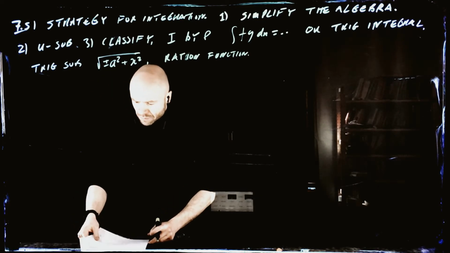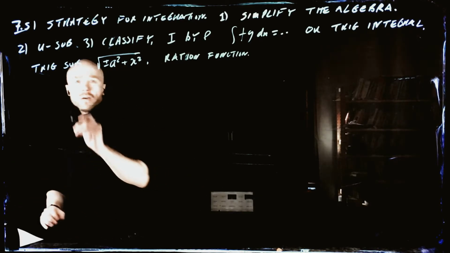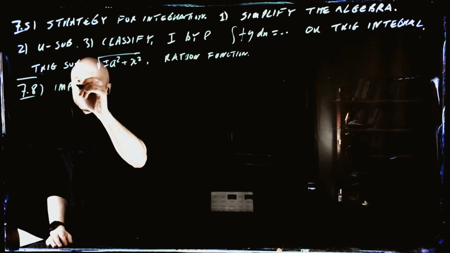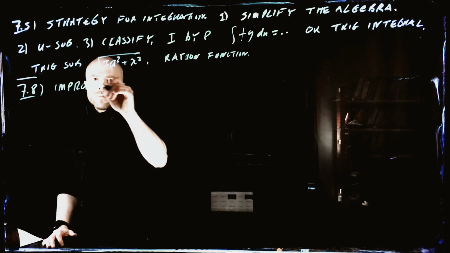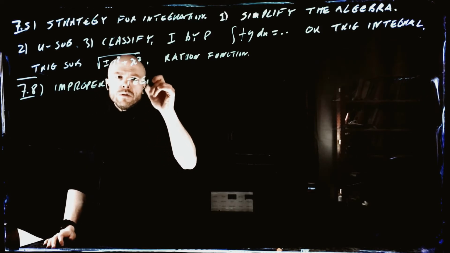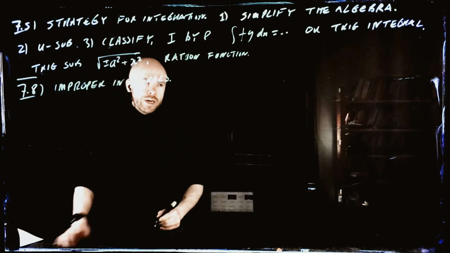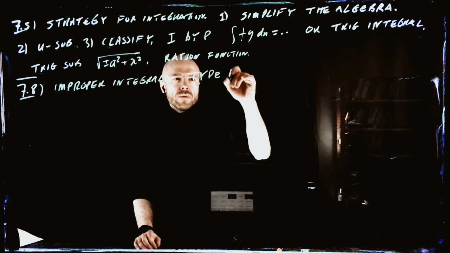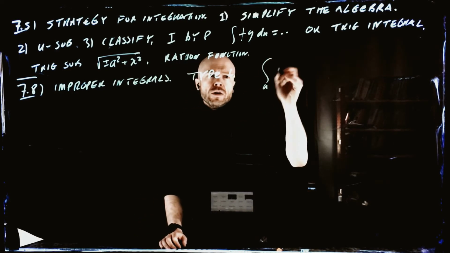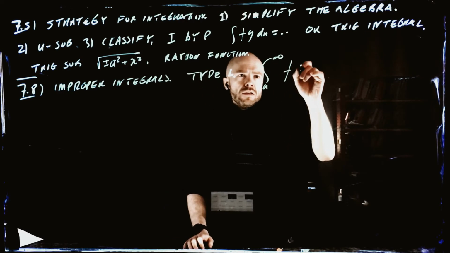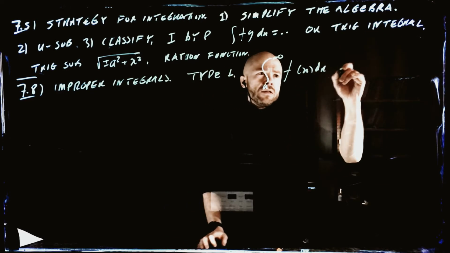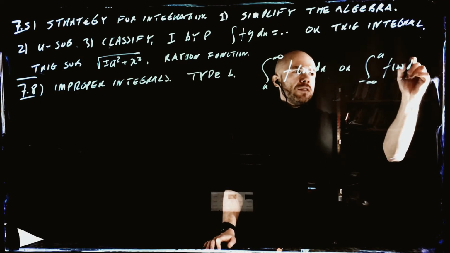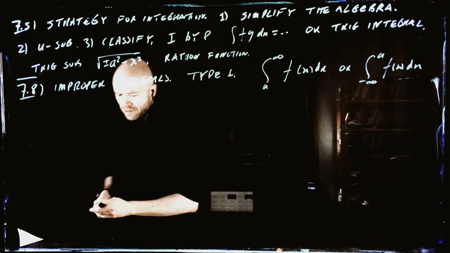Okay, so after that, we're going to go to 7.8, which is improper integrals. And there are two types. There's type 1, where we have an integral from some number to infinity, f of x dx, or from minus infinity to some number, f of x dx, or from minus infinity to infinity.